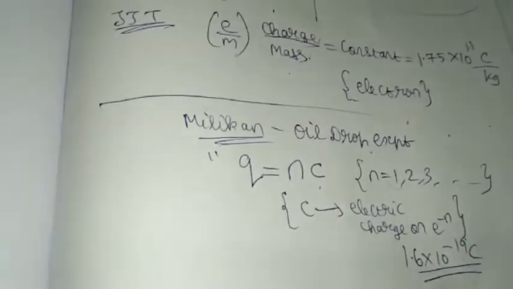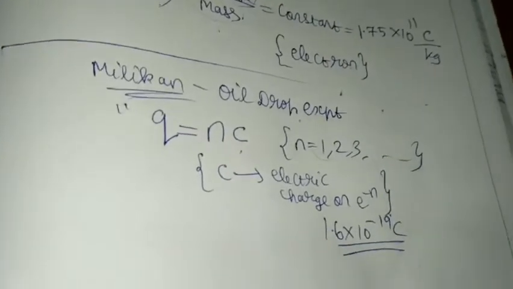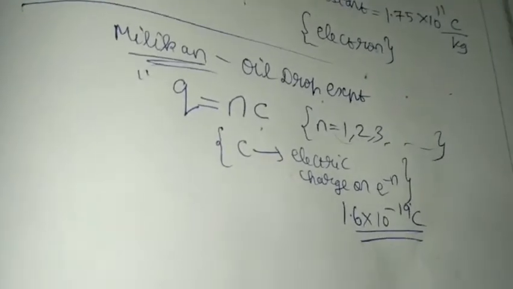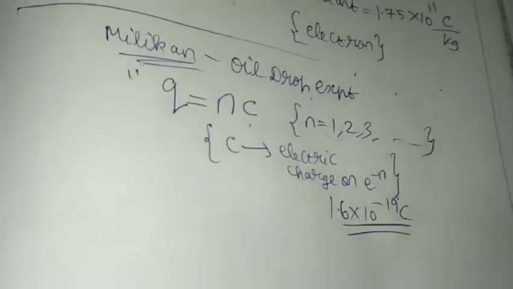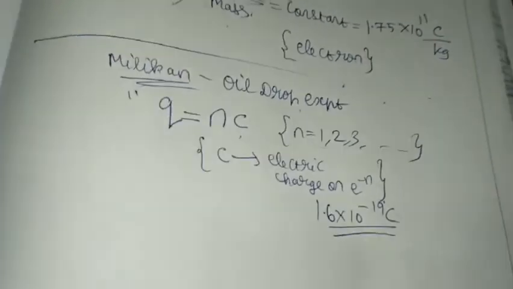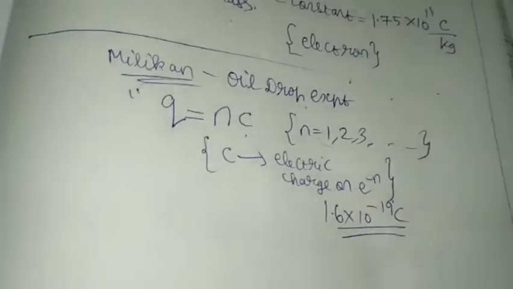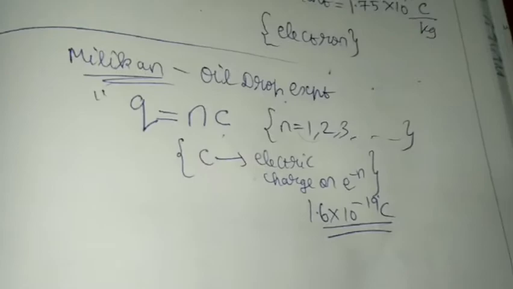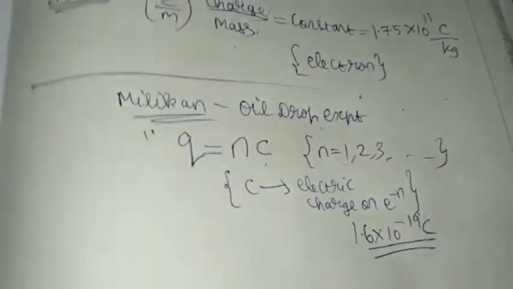So this is a beautiful experiment, right? Oil droplets were allowed to fall, and with the help of X-rays he was able to ionize them, and with manipulation he was able to accelerate or decelerate them, or make them move with constant velocity. Anything he could do. With that, he found some constant charge. Always the charge was some integral multiple of the charge on the electron. This charge on the electron was found to be 1.6 into 10 power minus 19 coulomb.